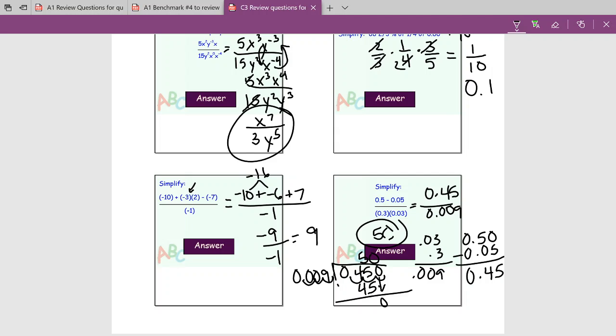All right, well, I hope that helps with your understanding for some of these review questions to make sure that you're ready for Friday's quiz.